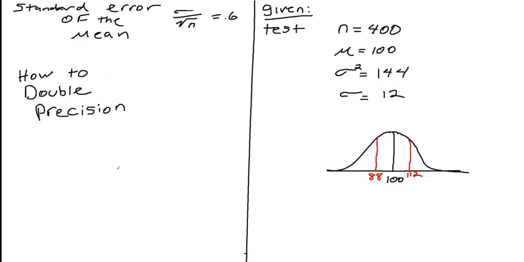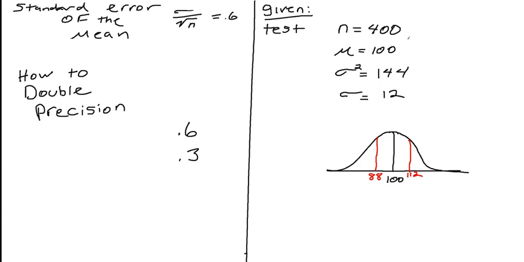Let's take a few minutes and talk about doubling precision. This is the last in a series of videos about probabilities, standard error of the mean. In order to double precision, we have to take our standard error of the mean, which we figured out to be 0.6, and we have to cut it in half to 0.3. That's a more precise number.